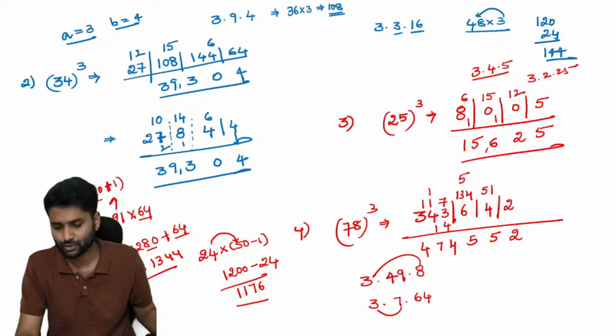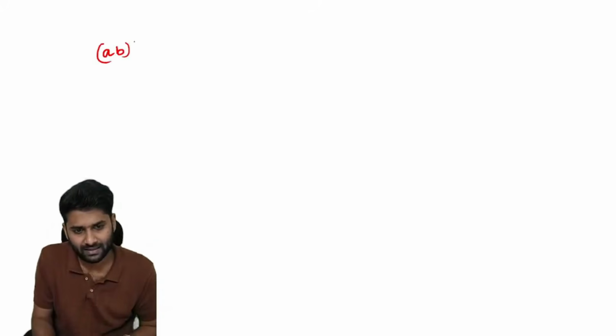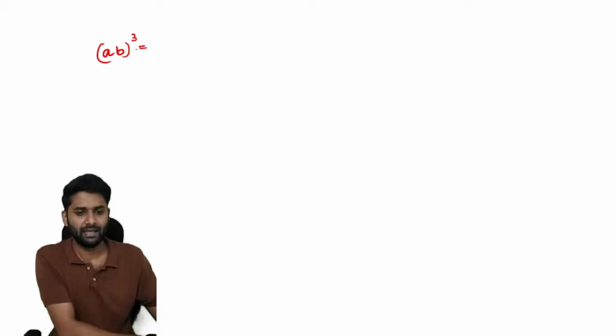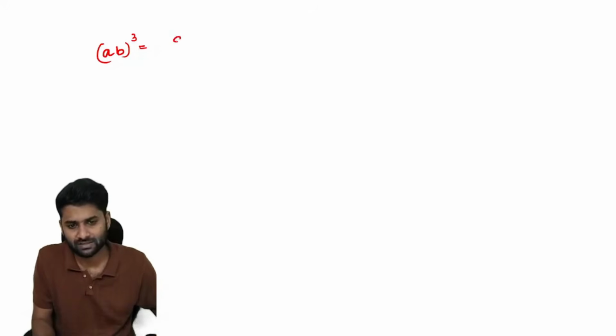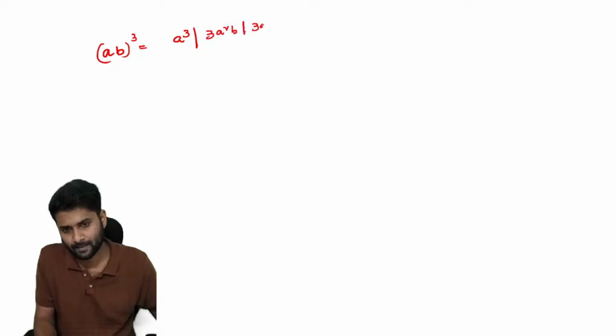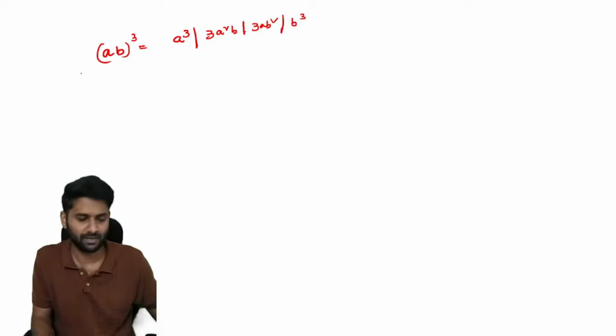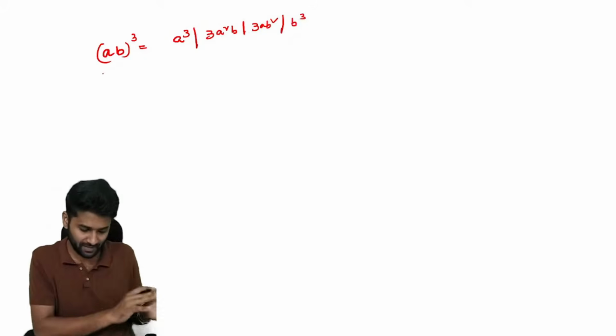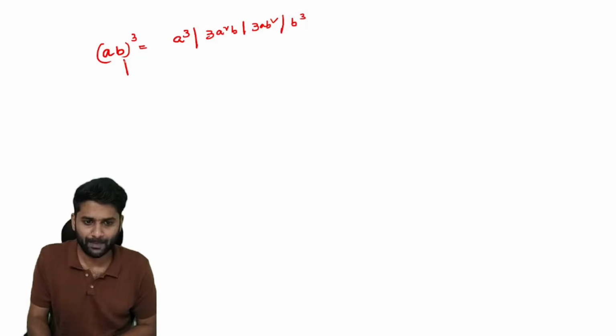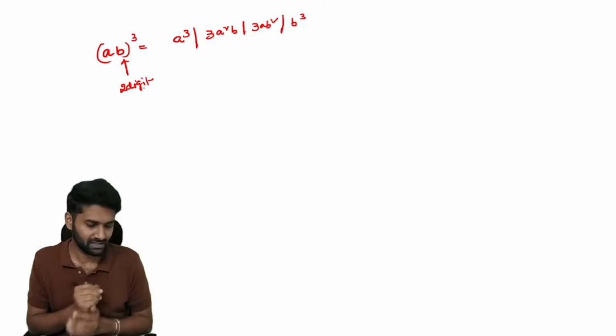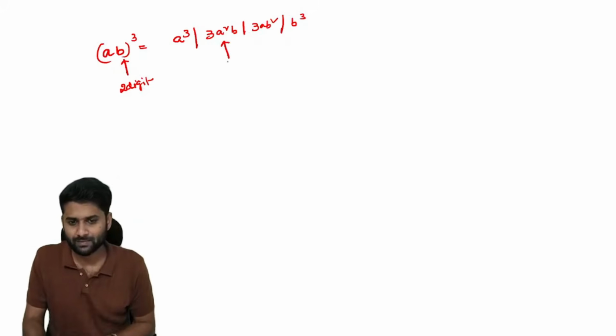It's all about 2-digit. Let's consider the 3-digit. Same formula. Understand that. So same format we have to consider: a cube, 3a square b, 3ab square and b cube. But here the difference between the previous question and this question is that for b, you have to consider 2 digits. And 3a square b, you always write 2 digits only. If you get more than 2, remaining should be a carry.